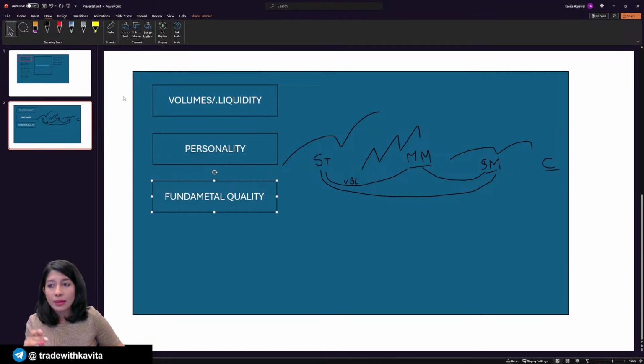So when I say the fundamental quality, what I mean is that the stock should not have any corporate governance issue. Its revenues should be growing, its margins, even if it's not expanding, it should not be dwindling. Its overall industry should be experiencing tailwinds rather than headwinds. The overall economy also should be heading in a strong direction.